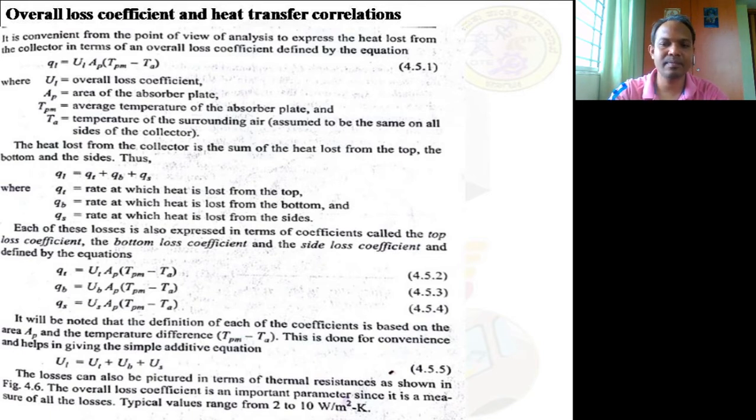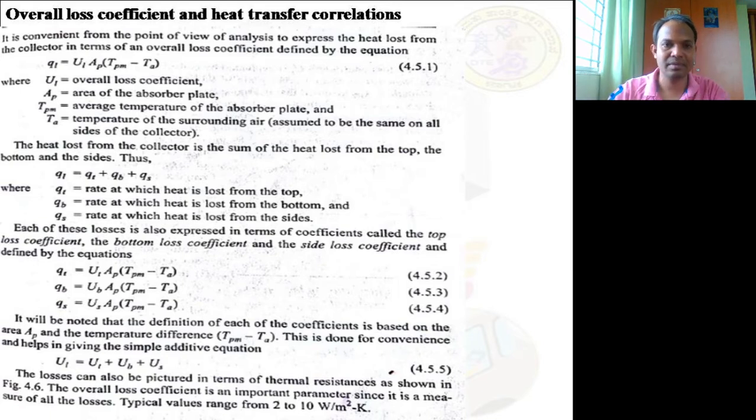The heat lost from the collector is the sum of the heat lost from the top, bottom and the sides. If you take this flat plate collector, this is a side, this is a side, 1 2 3 4 sides are there, and one bottom is there. One top is there. So I will take all the sides as one side, that is 1 plus 2 plus 3 plus 4. All the four sides I am considering as a sum of the heat loss, and then the top loss, and then the bottom loss.